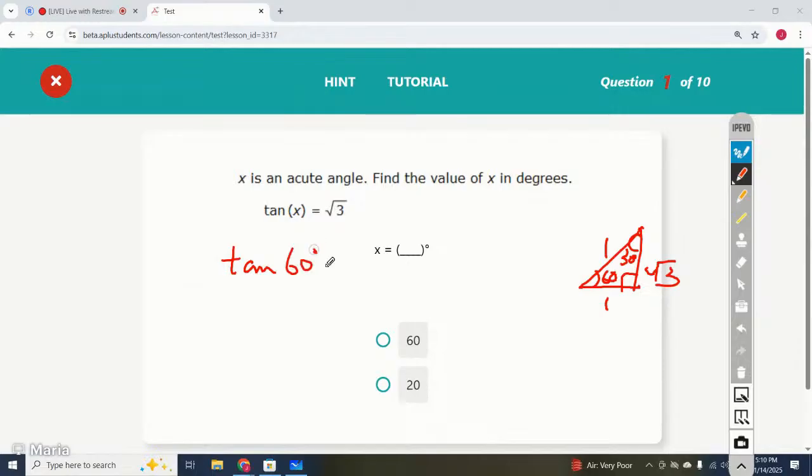Let's see what is tangent of 60. Tangent of 60 is opposite divided by adjacent. So opposite is square root 3 and adjacent is 1. So that equals square root 3. So that means tan x equals square root 3 is 60 degrees. The correct option is option number 1.